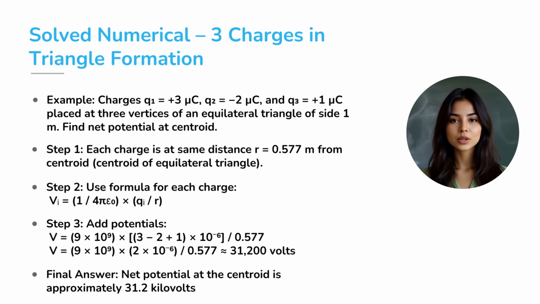Step 2. Use the formula for each potential. Vi equals 1 by 4 pi epsilon naught multiplied by Qi divided by R. Now plug in the values. V equals 9 into 10 to the power 9 multiplied by open bracket 3 minus 2 plus 1 close bracket times 10 to the power minus 6 divided by 0.577. That simplifies to V equals 9 into 10 to the power 9 multiplied by 2 into 10 to the power minus 6 divided by 0.577. The answer comes out to be approximately 31,200 volts or 31.2 kilovolts. So, the total potential at the centroid due to this triangular system of charges is 31.2 kilovolts.